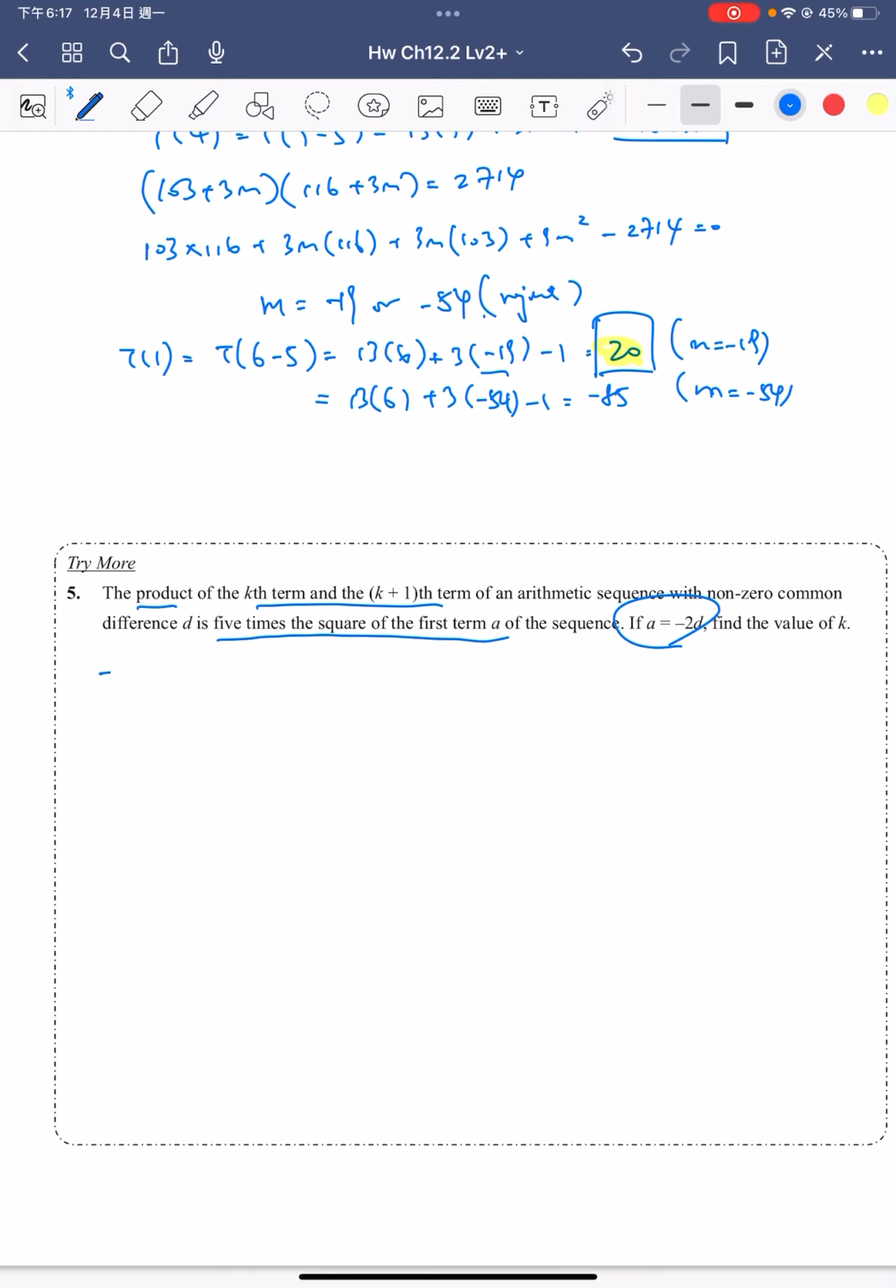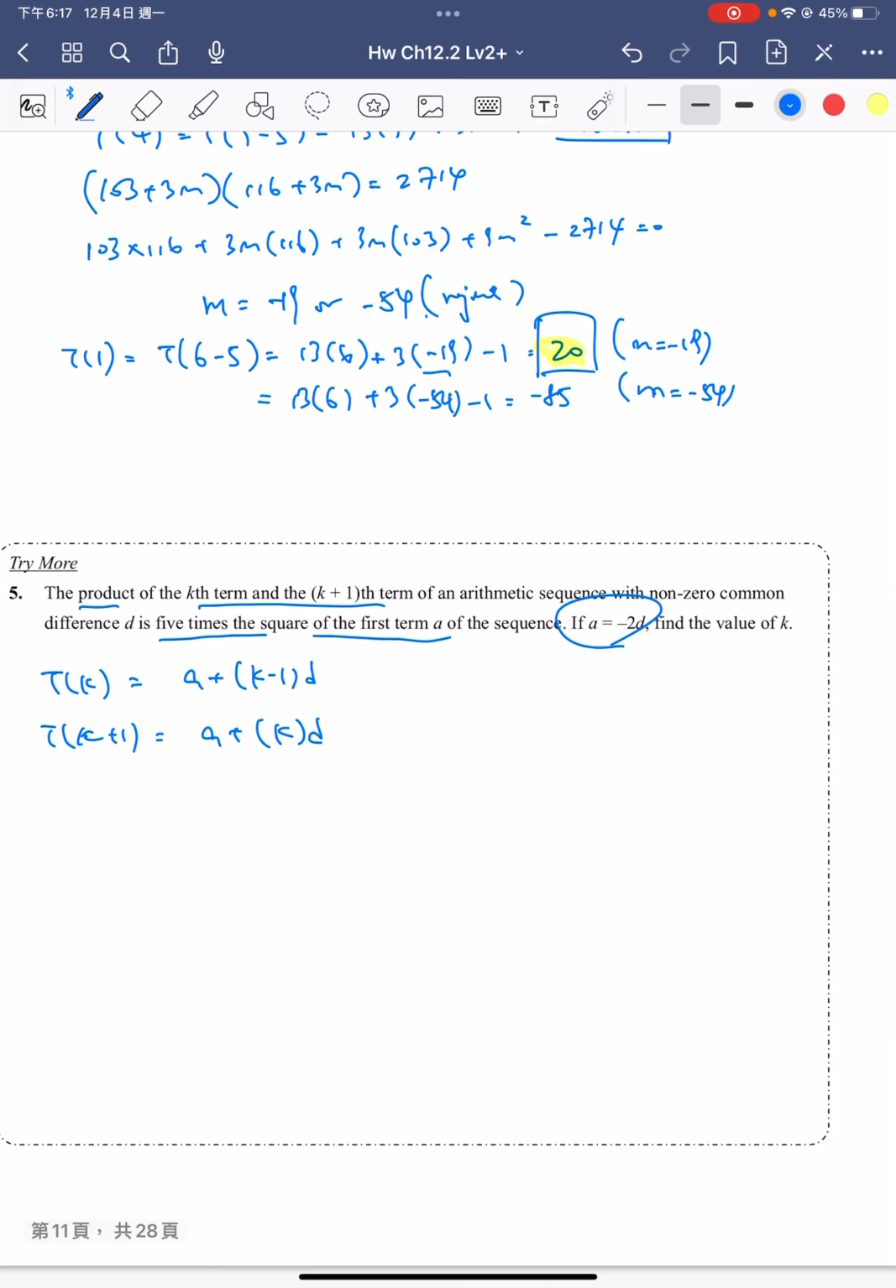Okay, so for t_k, we can write it as a plus (k minus 1)d, and then for t_(k+1), this is equal to a plus (k plus 1 minus 1)d, giving you just kd. Okay, so what we want is the product of them. So try to pause the video and think about how you can form a whole equation there.